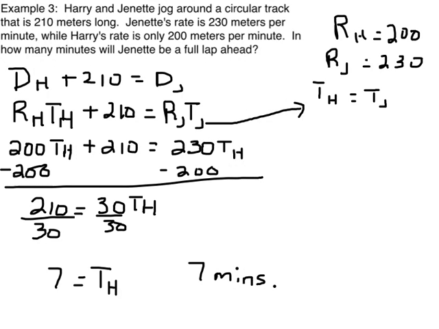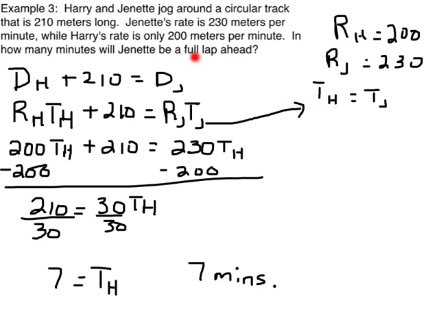In example 3, Harry and Jeanette jog around a circular track that is 210 meters long. Jeanette's rate is 230 meters per minute, while Harry's rate is only 200 meters per minute. So Jeanette is going faster than Harry. In how many minutes, again we're looking at time, will Jeanette be a full lap ahead?